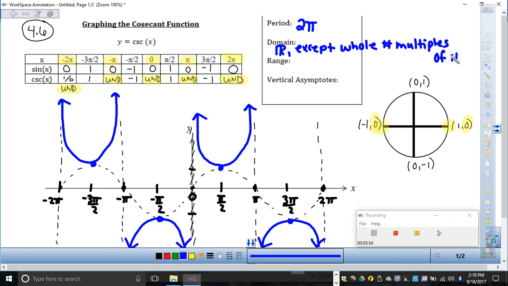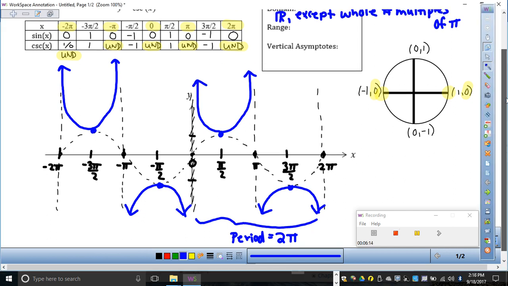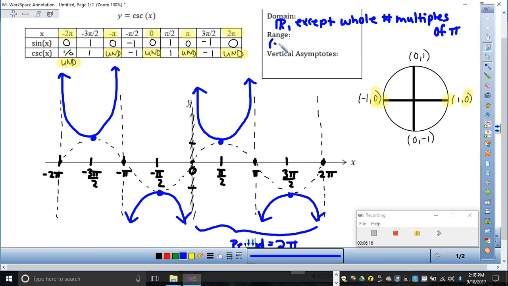Okay, now for the range. The range is going to describe the y values on our graph. So notice how we have y values from negative infinity up to negative 1, and then there's a big gap. There's a big jump. There's nothing that exists on the graph from here to there, but then all of a sudden at 1, it starts over again and goes from 1 all the way up to infinity. So range is always thinking about the y direction.